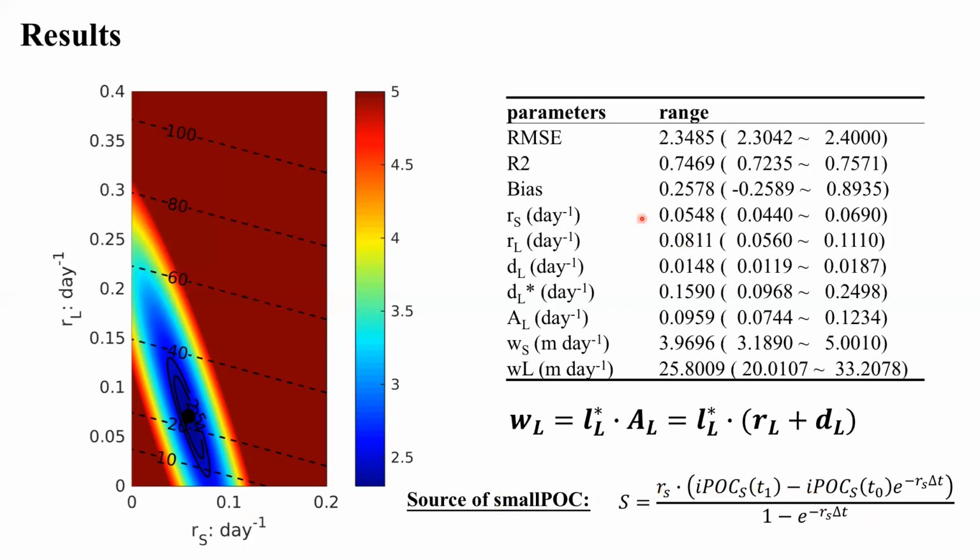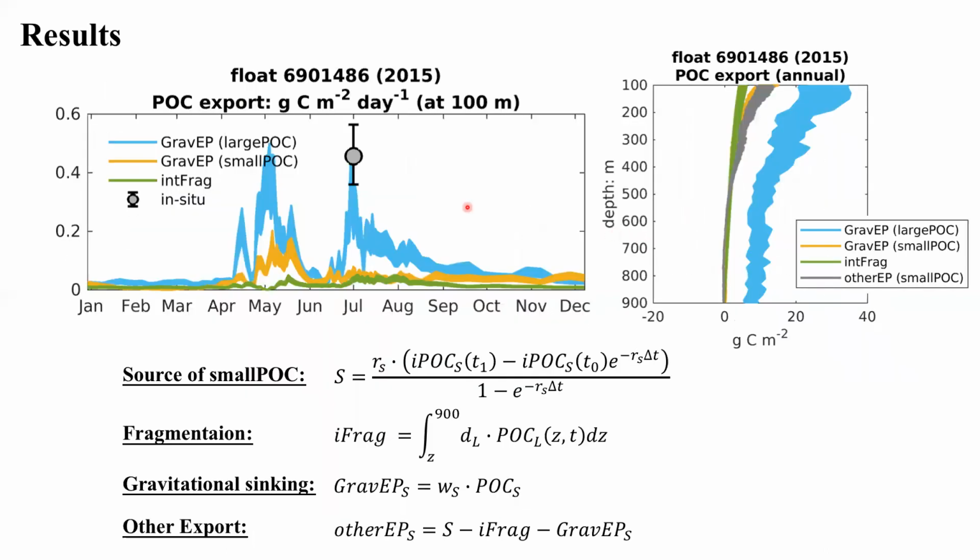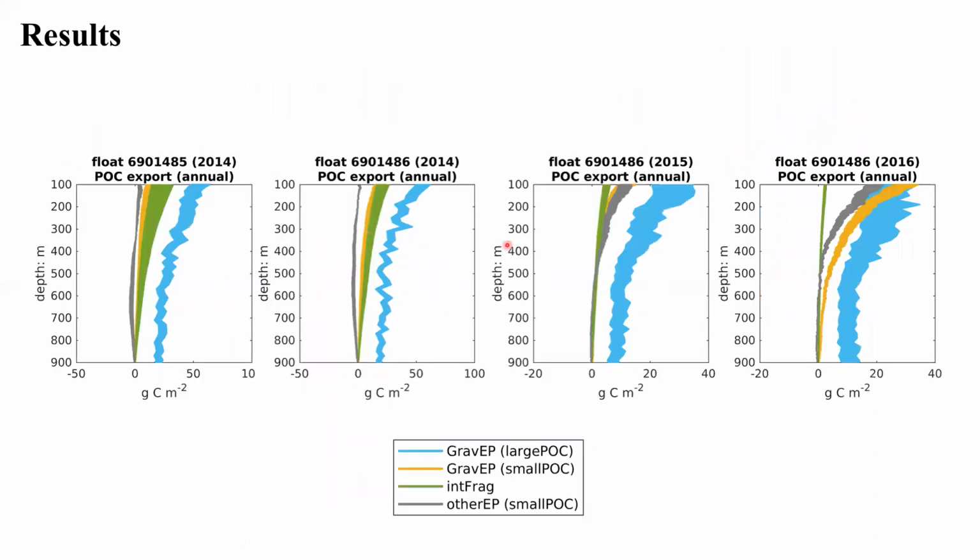So next, based on these parameter values, we can estimate the carbon export flux due to different mechanisms. And these figures show the time series and their mean vertical profiles. Based on these preliminary results, we can see that the blue lines, which represent the gravitational sinking flux of large POC here, is the dominant mechanism. And this conclusion can also be achieved from the other three float segments.